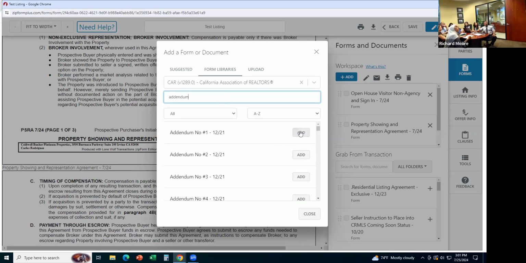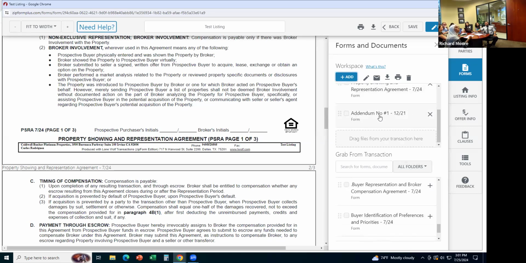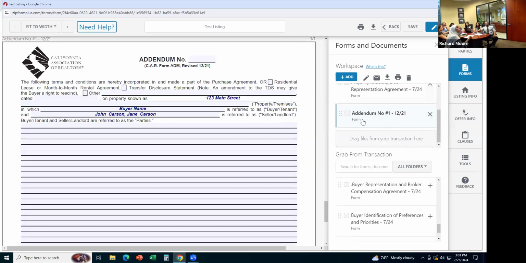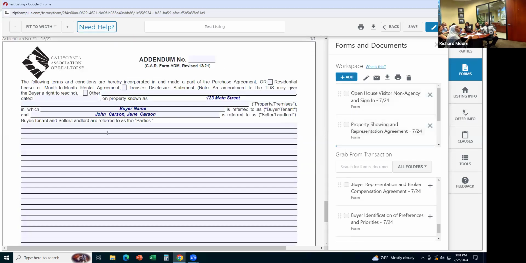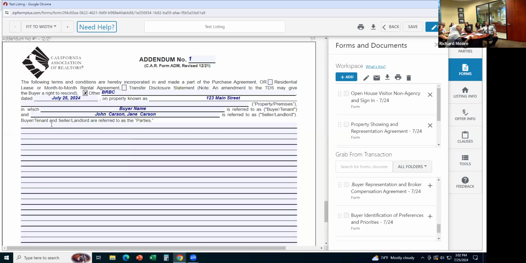So addendum 1, and you're gonna click add. And when you add it, it's gonna probably add it to the bottom of the, did it add it up here? Yeah. Okay, so click on it up here. This is what forms are included in what you're working with now. And then you can say this is addendum 1 to the residential, check other, and then type in BRBC. And then dated today.